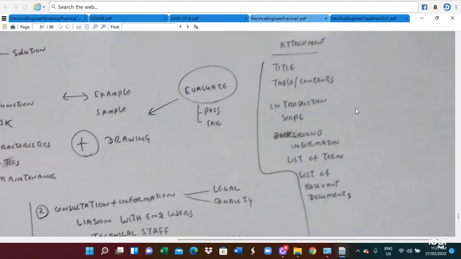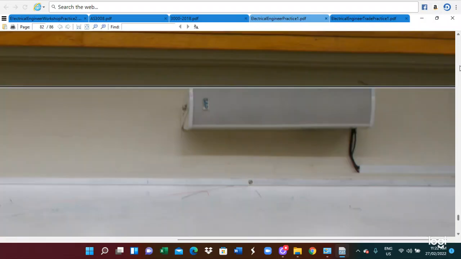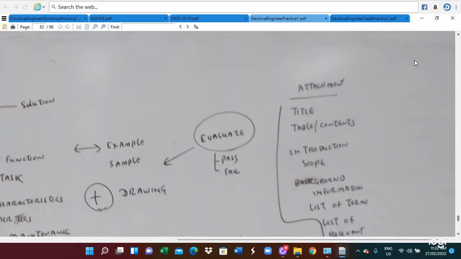And also, the introduction is important. And then we also have to include the background information. How this specification is developed, how to change it, how it is applied, those things are background information that need to be included. And then a list of items, a list of tables, and a list of relevant documents must be included. This is how the specification is developed.